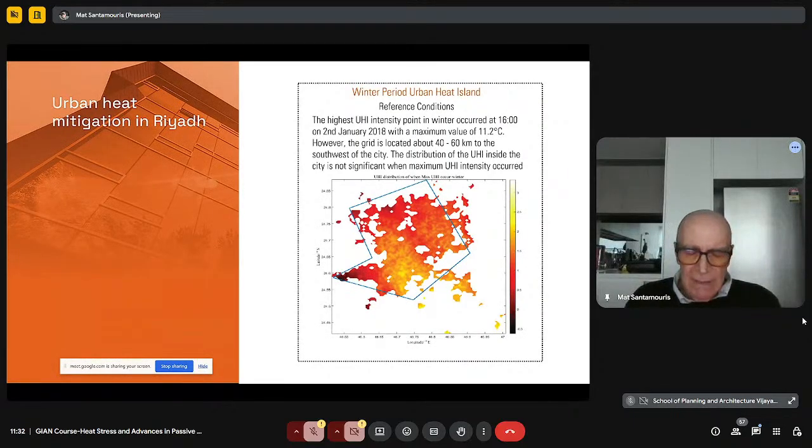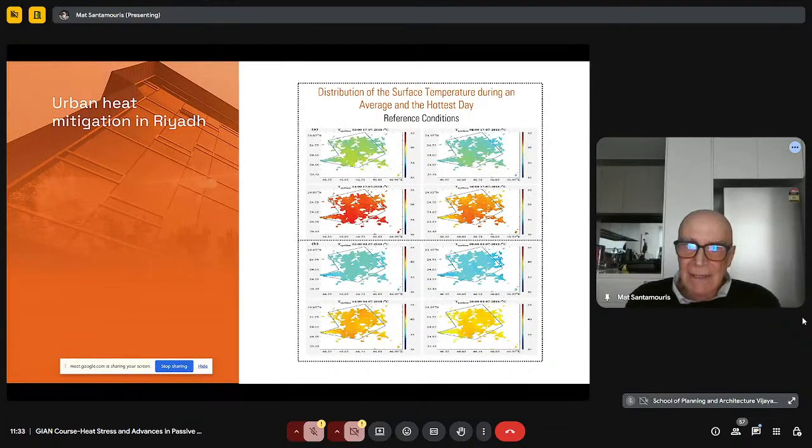So the differences between the different parts of the city, and the difference of the urban heat island intensity, have to do with the urban density and the radiative forces. And these differences persist during the day and the night period.